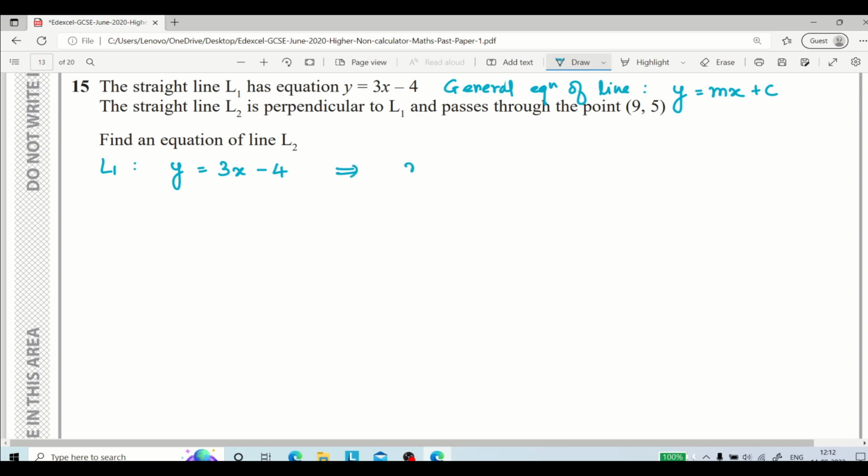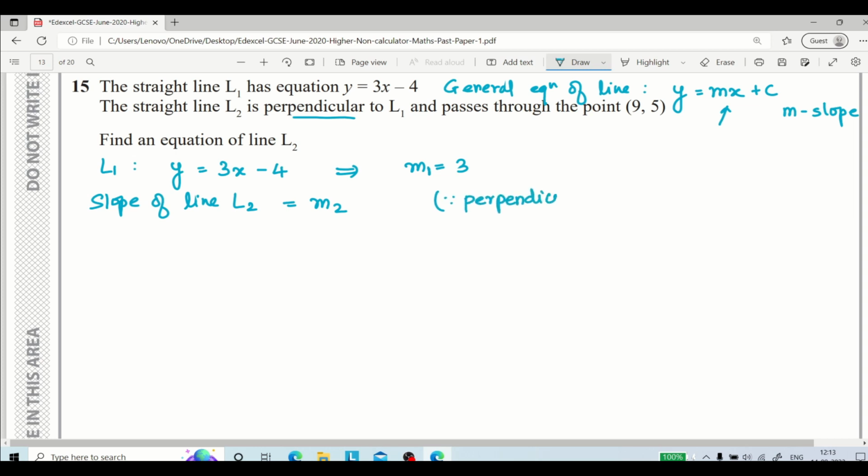Okay. So now for L1, y is equal to 3x minus 4. So here what is your m? m is 3 if you compare it with this one. And what is m? m is the slope. c is the y-intercept. Okay. So m1, because this is line 1, so I'm keeping it as m1. Now slope of line L2 will be m2. Right. And it is perpendicular to L1.